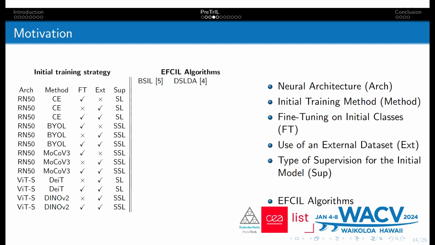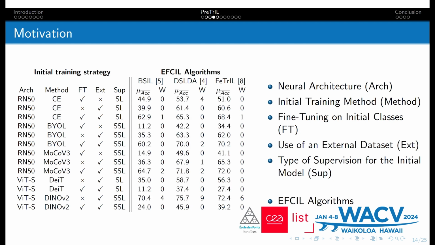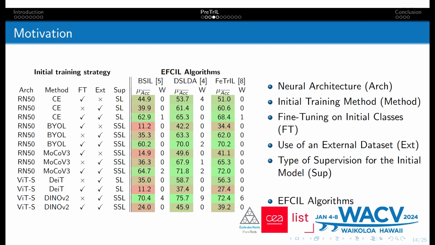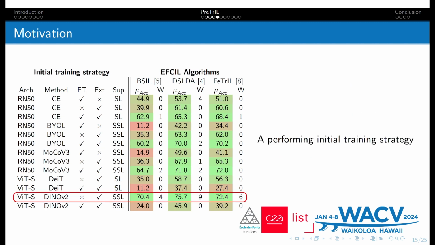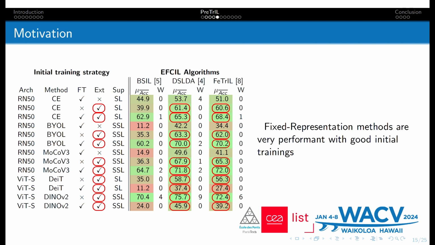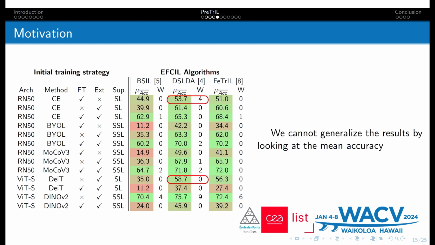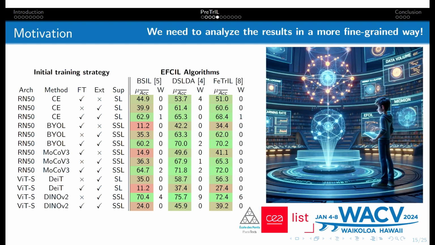So we used 3 different FSIL algorithms, and for each of these configurations, we wrote the amount of time that this particular configuration worked, and also the mean accuracy that we get. We can see that DINOv2 is very performing, but also if we fine-tune on the initial state, we lose the interest of the pre-trained model. However, fixed representation methods are very performant with good initial trainings, and overall, self-supervised learning seems to be a good choice. However, we cannot generalize the result by looking at the mean accuracy because we need to analyze the results in a more fine-grained way.